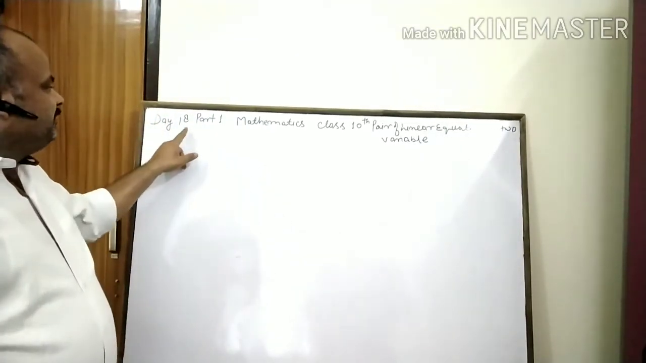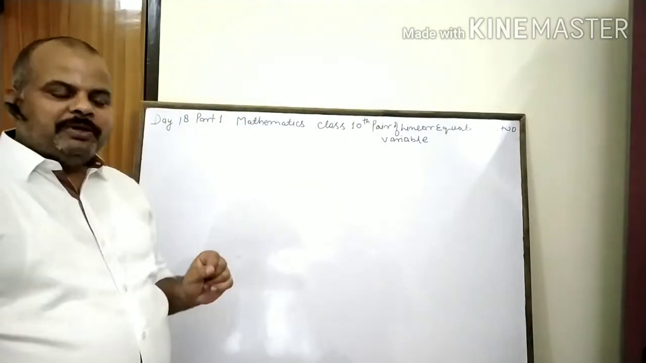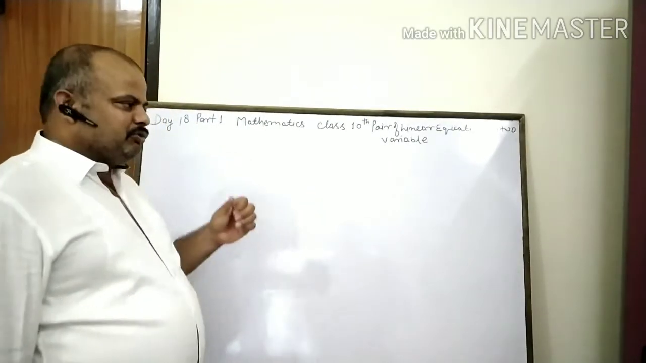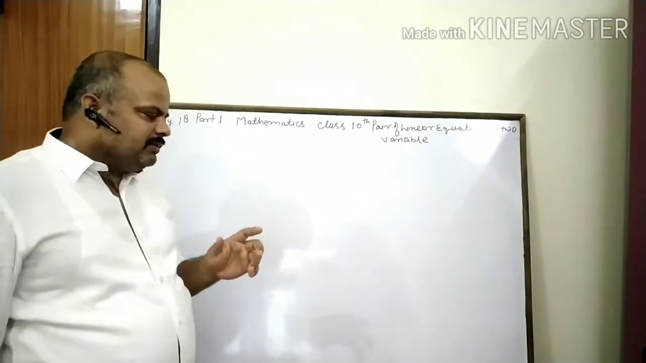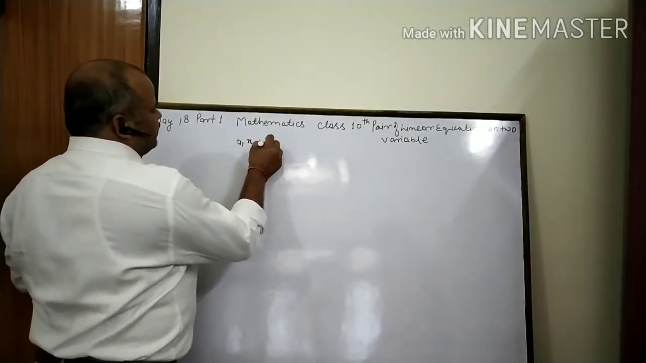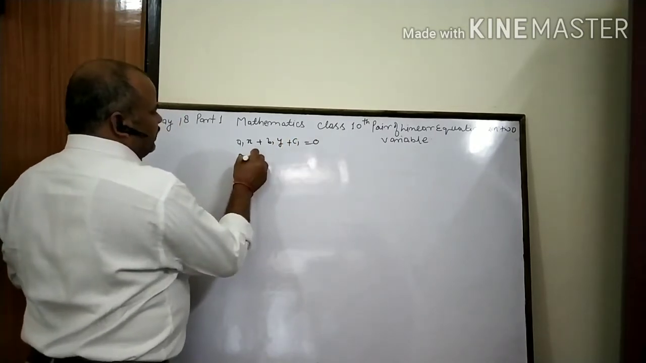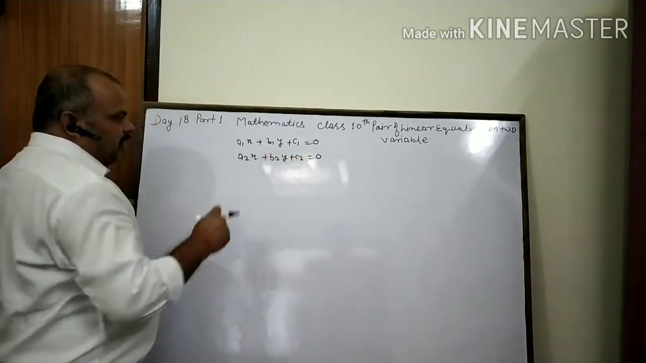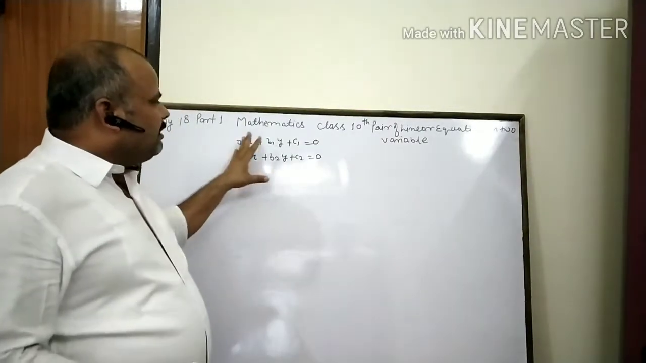Today, day 18 part 1, the chapter is pair of linear equations in two variables. If you have a pair of linear equations in two variables and the question asks you to solve it geometrically, suppose you have a1x plus b1y plus c1 is equal to 0 and a2x plus b2y plus c2 is equal to 0. It is a pair of linear equations in two variables and you can solve it geometrically.